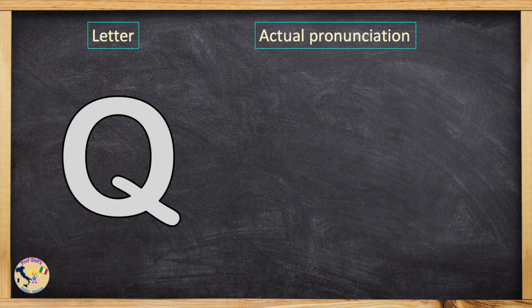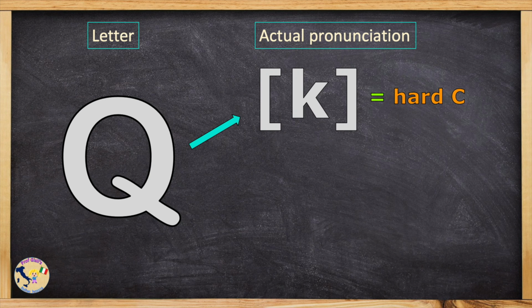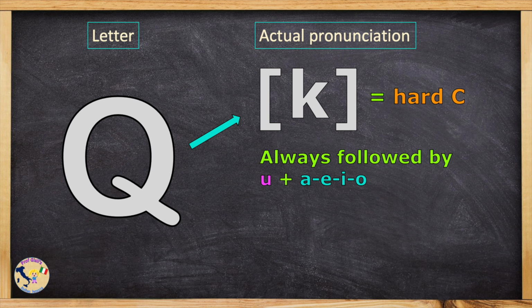A few words about letter Q now. Q is pronounced as K, so it has the same sound as hard Chi. But unlike letter Chi, it only ever appears in letter clusters where it is followed by vowel U plus vowels A, E, I, O. Therefore, the resulting sounds are qua, que, qui, quo. So, as you can see, vowel U in this case is always pronounced.